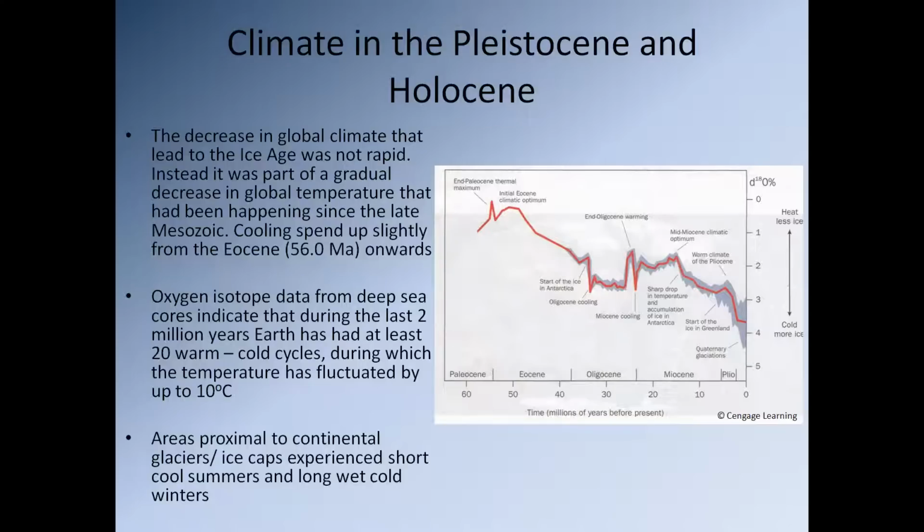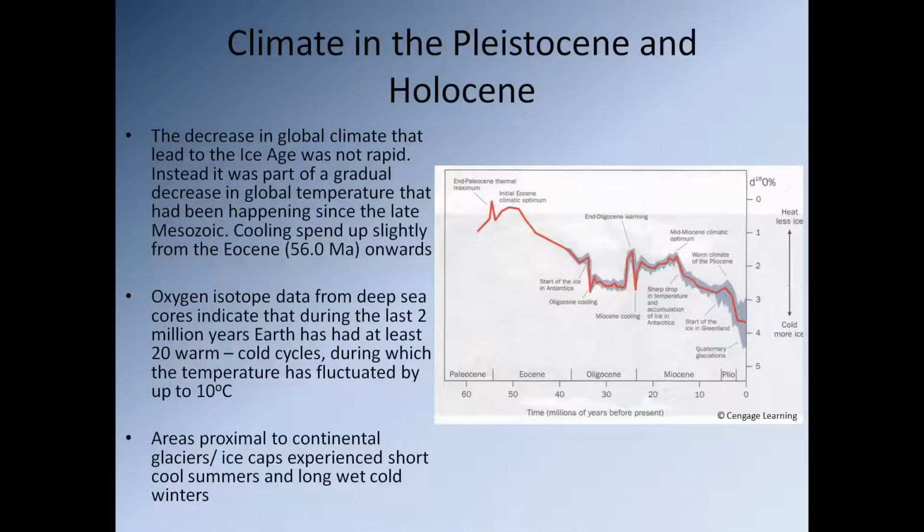We have the oxygen isotope data from deep sea cores, and that indicates that during the last 2 million years, Earth has had at least 20 warm-cold cycles, as we touched on earlier. And these warm-cold cycles would have had a temperature fluctuation of anywhere up to about 10 Celsius. That's a pretty significant change.